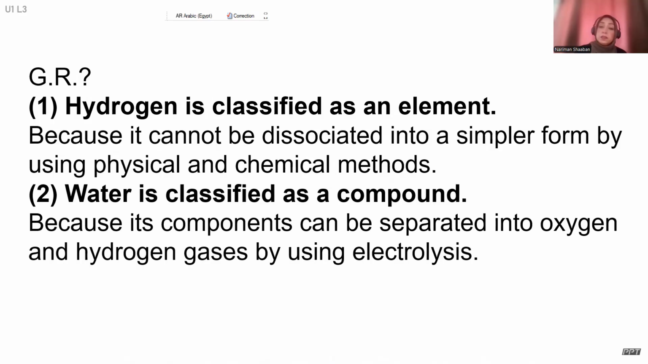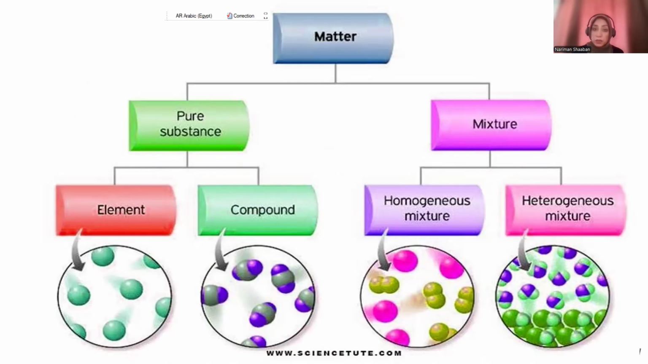Okay? So let's review our session. Matter is divided into pure substances and mixtures. Pure substances are divided into elements and compounds. Mixtures are divided into homogeneous mixtures and heterogeneous mixtures.